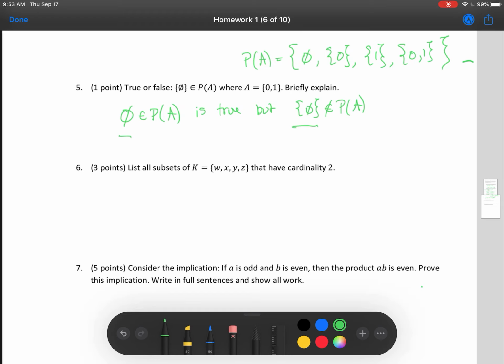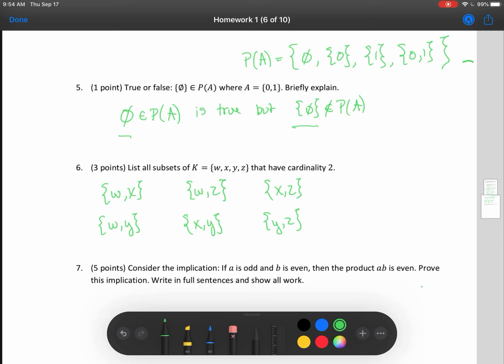Question 6: list all subsets of K, which is the set of elements W, X, Y, and Z, that have cardinality 2. So basically we're just choosing 2 elements from this set and putting them together as a subset. So we could choose WX, WY, WZ. We could choose XY or XZ, or even YZ.